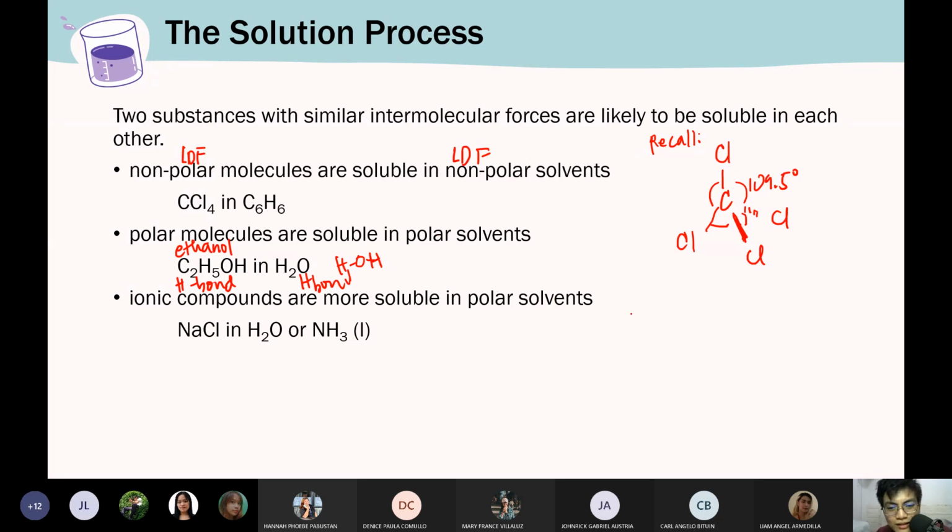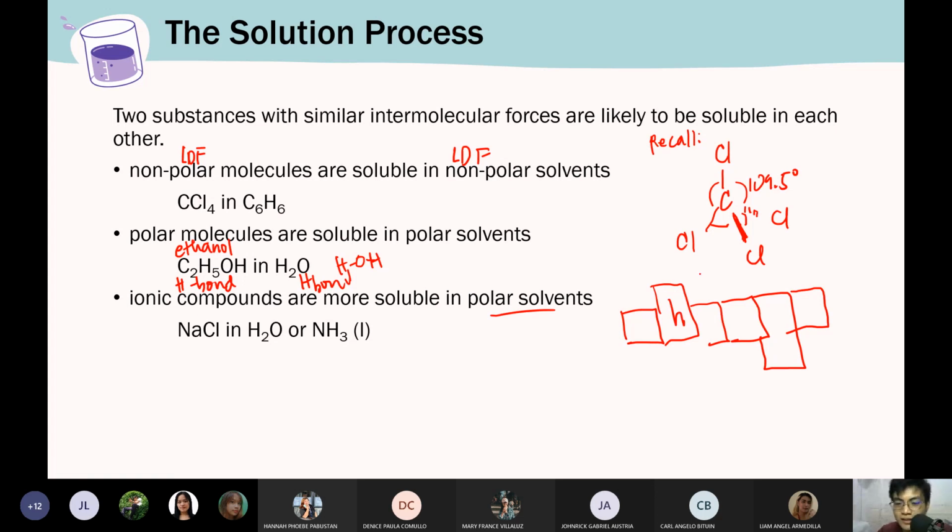Ito yung sagot dyan. Okay. Naalala nyo ba yung ganito ng bata kayo? Ayan. Ako nung nursery ako, puro kami ganito eh. Ito yung dahilan bakit yung ionic compounds natutunaw sa polar solvent. Bigyan ko kayo ng clue. May H dyan. Okay. Ano kaya yung word na yan? Ano kaya yan?